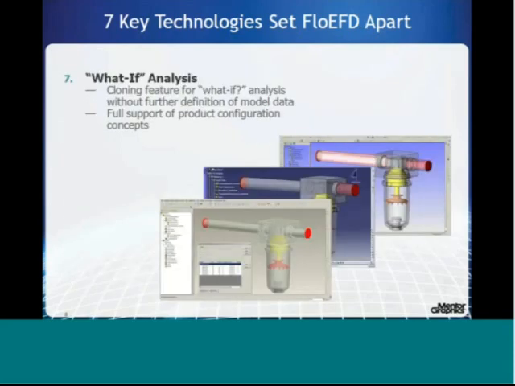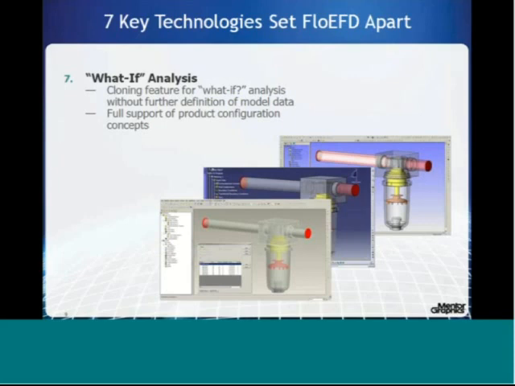Now, the seventh and last key technology really shows the real power that FloEFD has, and that's the cloning feature. This feature makes it easy to conduct what-if analysis. Now, that's where the real-time savings comes in. Because since traditional CFD codes are not MCAD-centric, to conduct a what-if analysis, you need to modify your geometry in CAD, re-import the model into the application, prepare it for analysis, and remesh it every time. Every time you want to analyze a different version of your model.